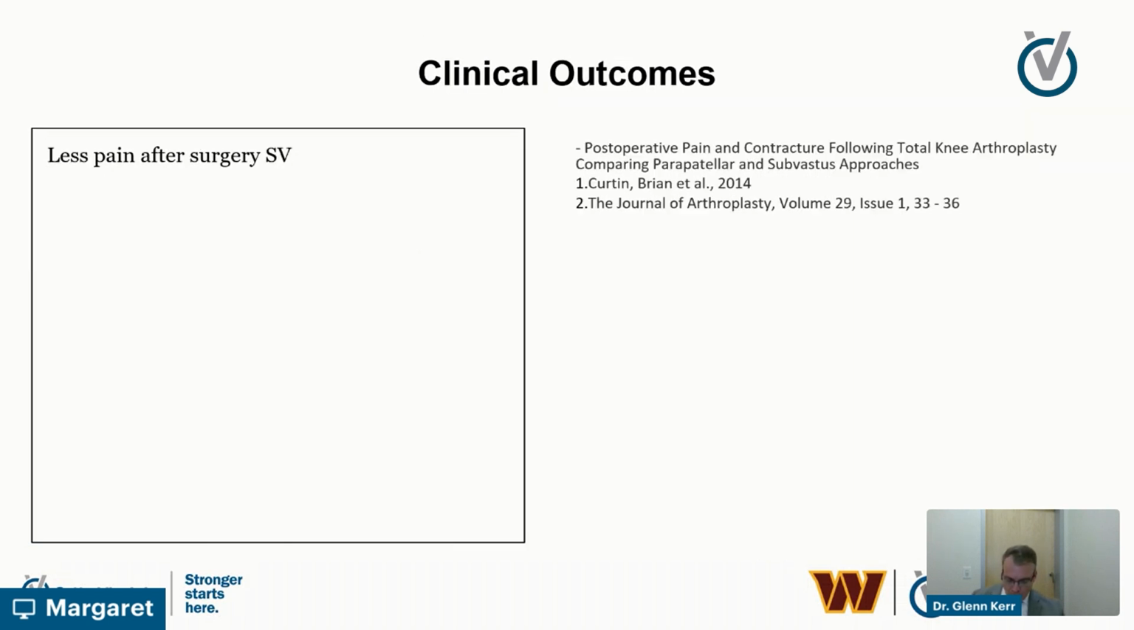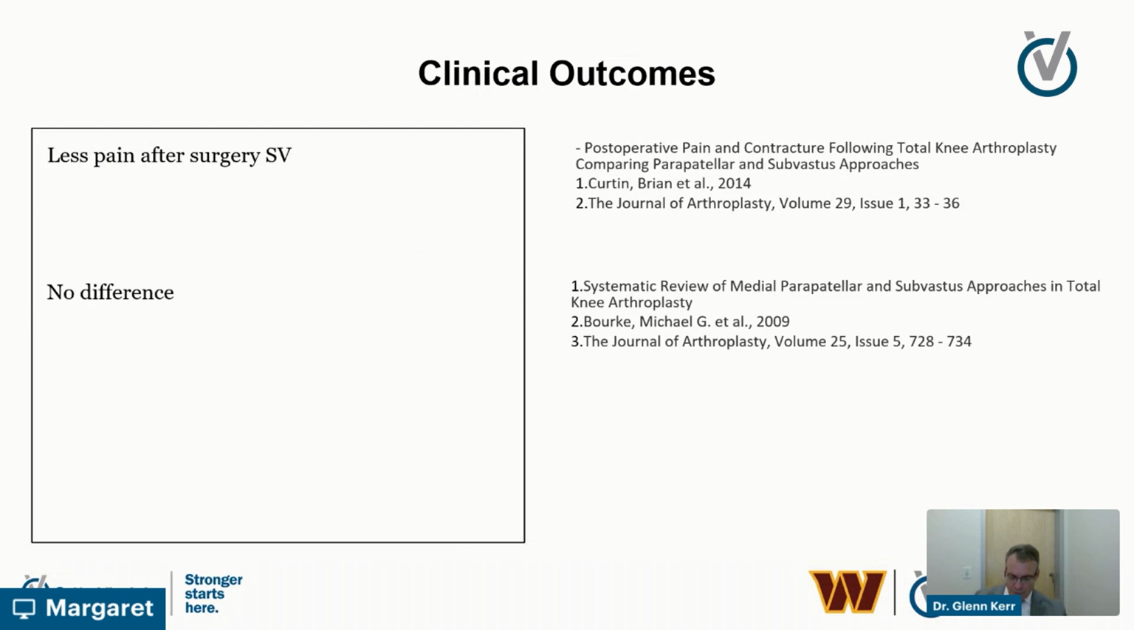And so some of the older studies, in 2014, Brian Curtin looked at the pain after the surgery. And this was not a randomized study, but he looked at 546 patients undergoing a knee replacement. And he compared this to 255 patients that were done with the subvastus approach and found that those in his group anyhow had less pain with the subvastus approach. Another study done in 2009 by Bork demonstrated, in a systematic review of the literature looking at the medial parapatellar versus the subvastus, no statistical difference. And that's kind of similar to these other studies.